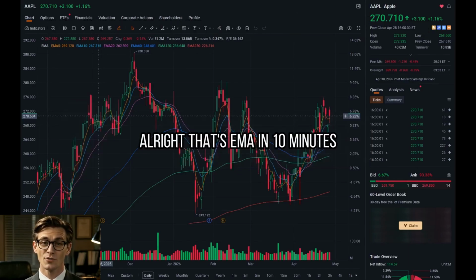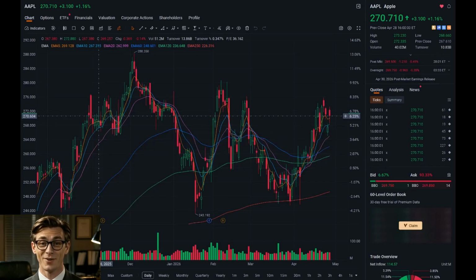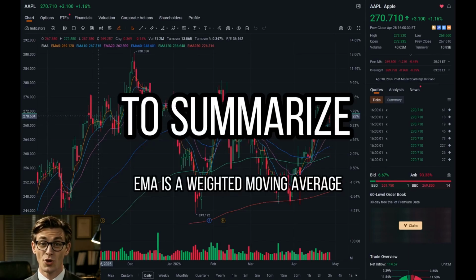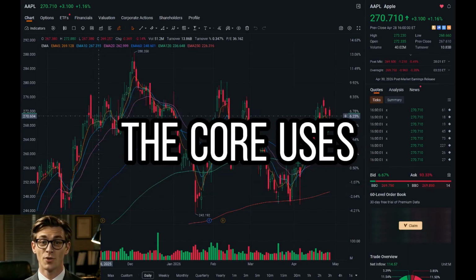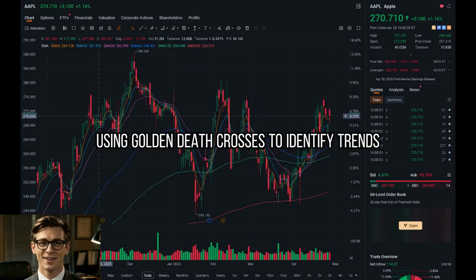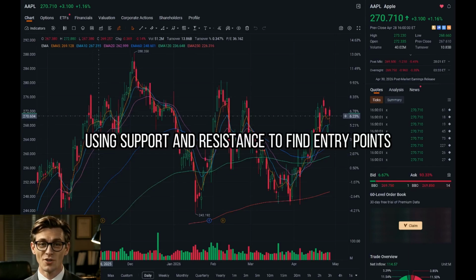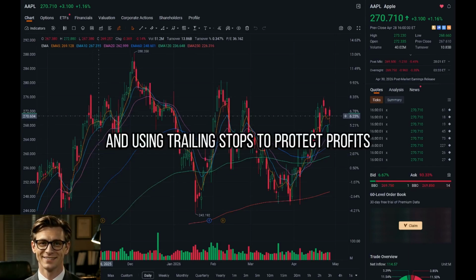All right, that's EMA in 10 minutes. To summarize, EMA is a weighted moving average, more responsive and more accurate. The core uses are using golden/death crosses to identify trends, using support and resistance to find entry points, and using trailing stops to protect profits.